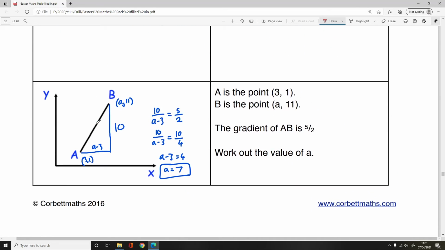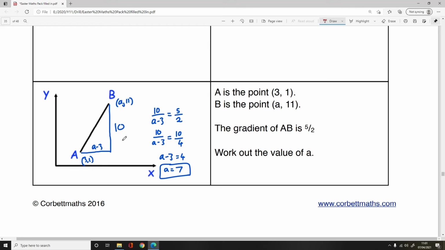Okay, and then finally, we've got an interesting little gradient problem. So we've got 2 points here. We've got 3, 1 and 8, 11. And the gradient between those 2 points is 5/2. Now, one way of doing this question would be to find the equation of the line and then substitute back in the point B to it. But I think that's actually probably more complicated than you need to do. But we will go through that way as well.